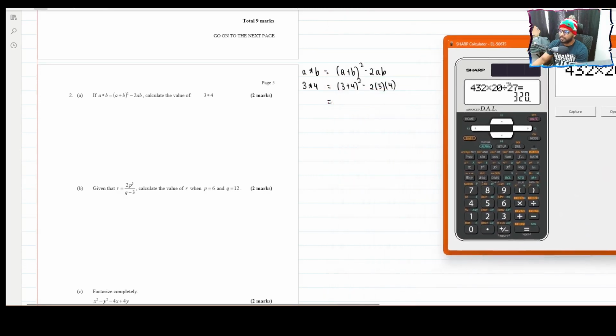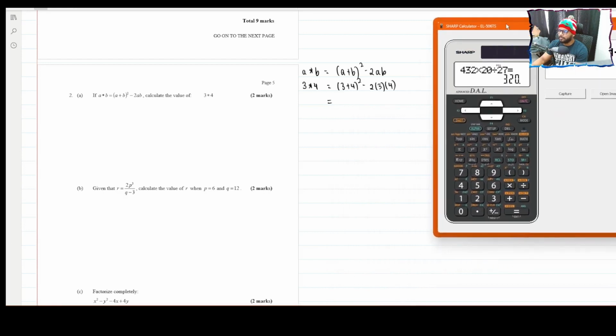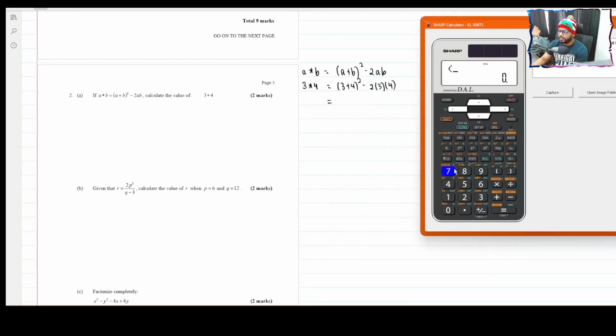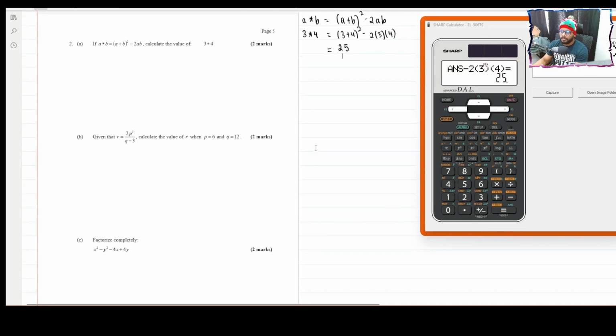Even myself, I just want to be 100% sure using my calculator. So 3 plus 4 is 7 squared, which is 49. Take away 2 into 3 into 4. And we get 25. 49 take away 12, 2 3s are 6, 6 4s are 24, 49 take away 24, yeah, 25. Part B, given that R is equal to that, find out the value of R when P is 6 and Q is 12. Again, this is a substitution question, just like 2 part A.